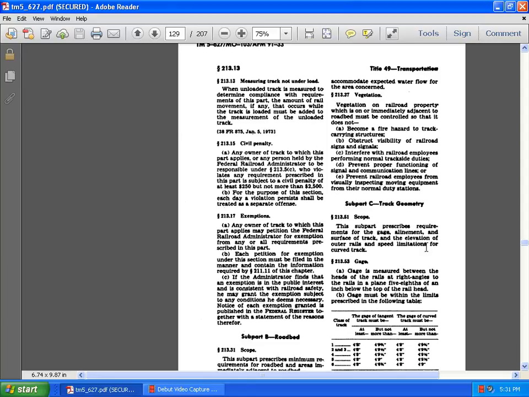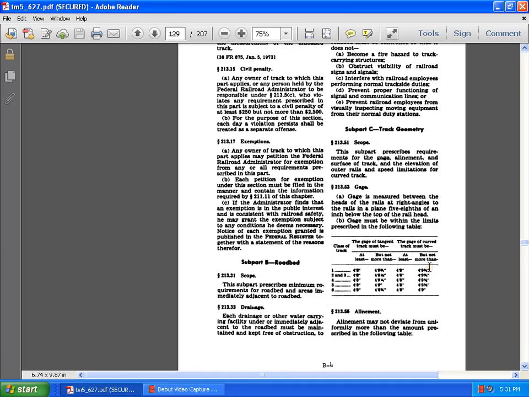Gauge is measured between the heads of the rails at right angles to the rails in a plane 5/8 of an inch below the top of the rail head. Gauge must be within the limits prescribed as follows. Class 1 of the tracks, and I'll zoom in on that.